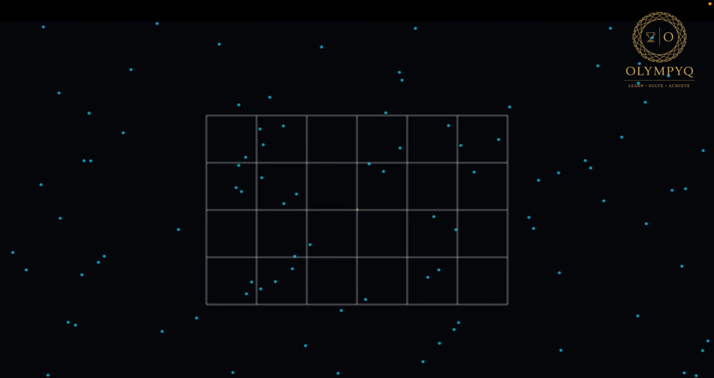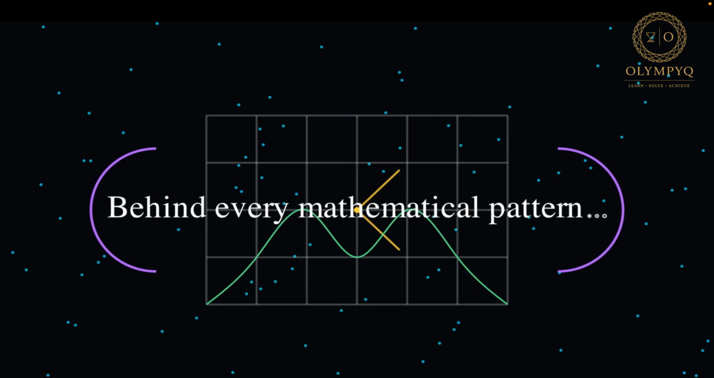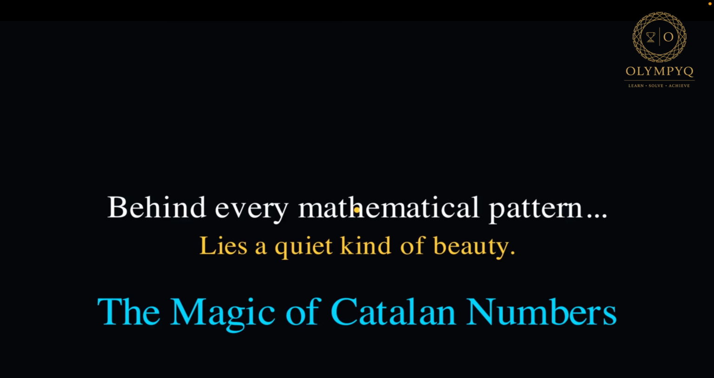A sequence that shows up in grids, in trees, in mountains, and even in parentheses. Behind every mathematical pattern lies quite a beauty. Welcome to one of math's most elegant families, the Catalan numbers.